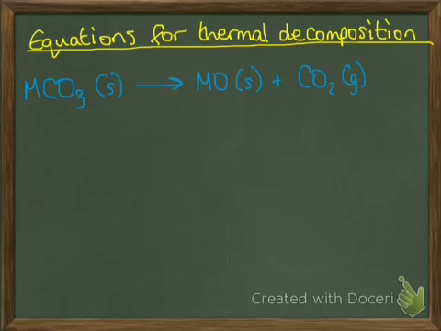Now when the carbonate decomposes, we form the group 2 metal oxide, which has the formula MO, and we also produce carbon dioxide gas. Now coming back to the state symbols of this equation, the carbonate will always be solid at room temperature and pressure, as will the metal oxide. Carbon dioxide, we know, is a gas, so it's given the state symbol g.